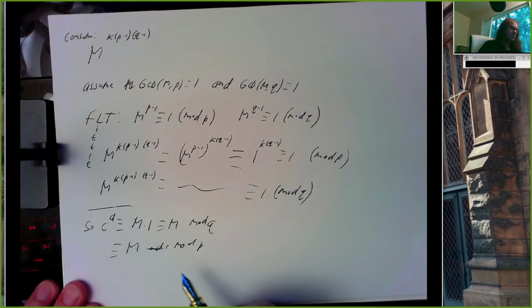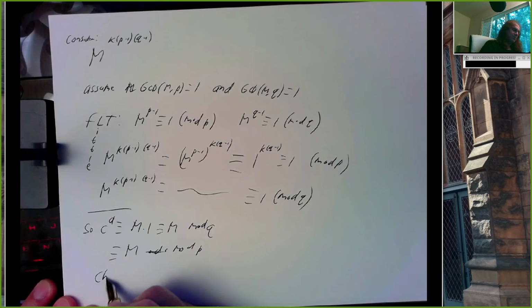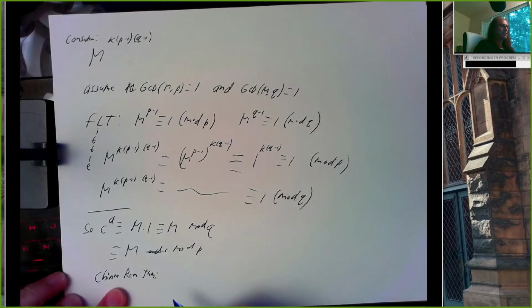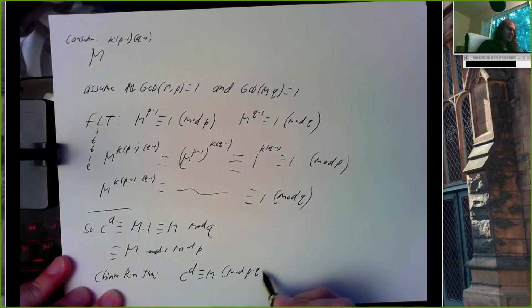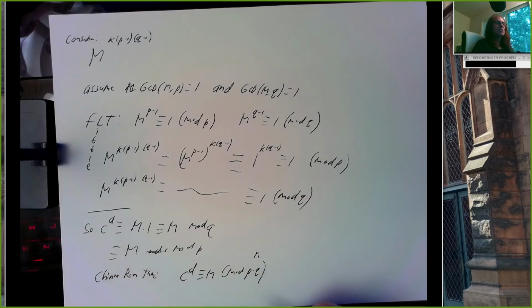So C to the D will be congruent to M both mod P and mod Q, and here we can pull out the Chinese remainder theorem. And the Chinese remainder theorem will tell us that C to the D is congruent to M modulo P times Q. And remember, P times Q is just N.